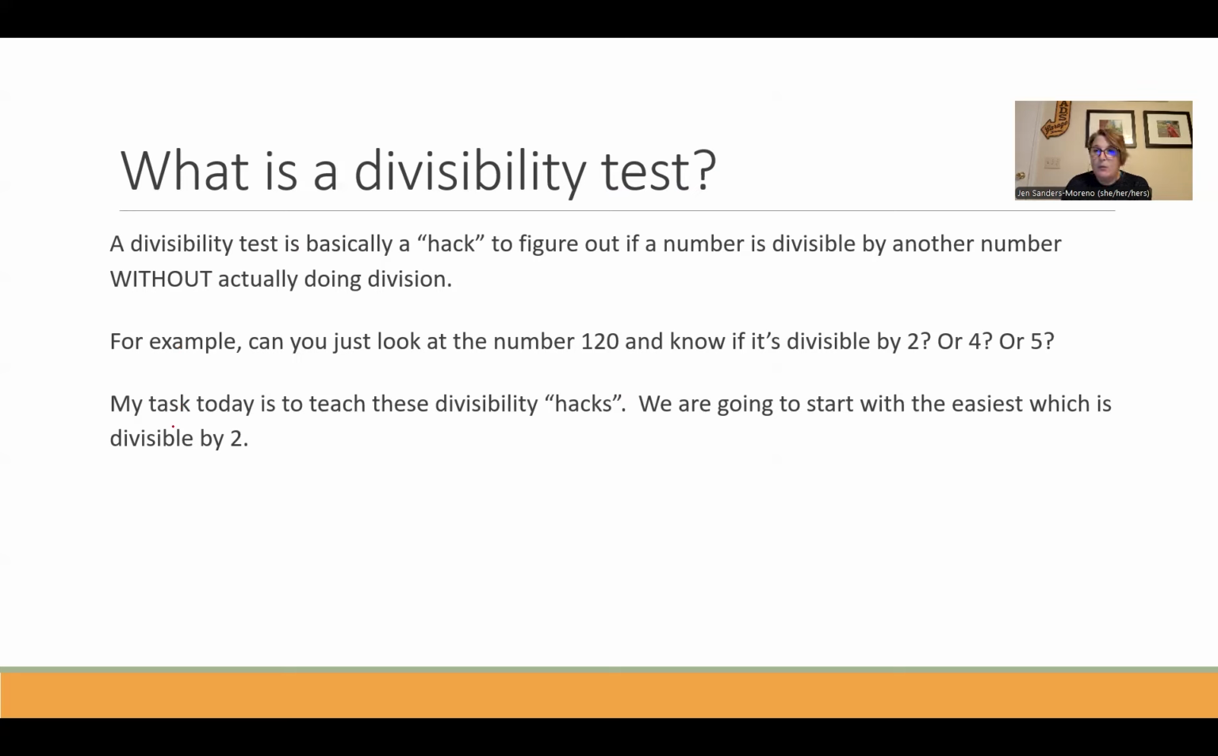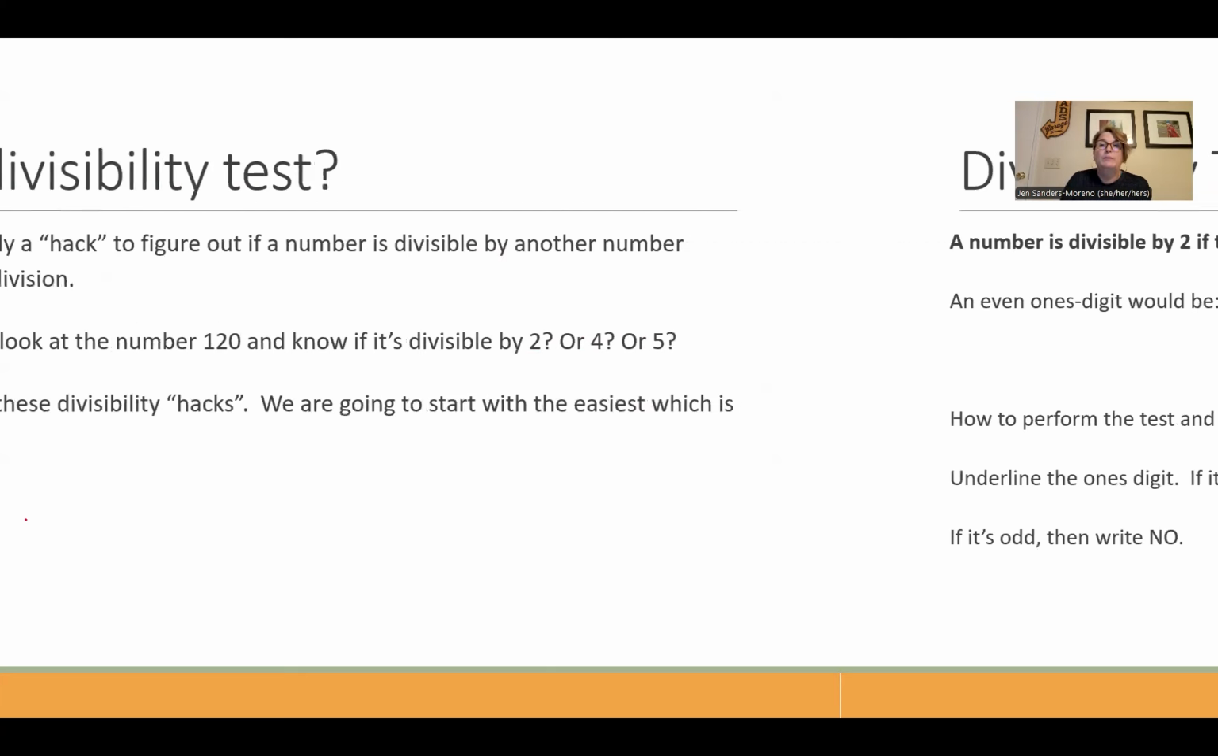So it turns out that we're going to look at 5 tests today. It's a lot. We're going to look at 2, 5, 10, and then 4 and 8. Okay. So here's an example. It says, can you look at the number 120 and know if it's divisible by 2 or 4 or 5 without actually doing division? Okay. So we're going to start with the easiest of the tests, which is divisible by 2.